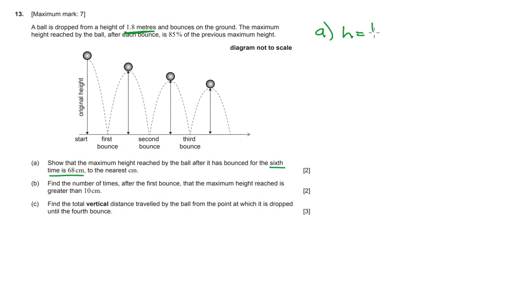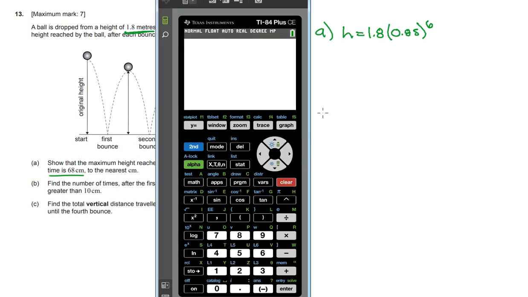So we've got 1.8 meters, and then we're going to multiply it by our growth rate, in this case 0.85. After the 6th time, it should equal 68 centimeters, so we'll put it to the 6th here. We're just going to put that into our calculator: 1.8 times 0.85 to the 6th power, and we get 0.679.